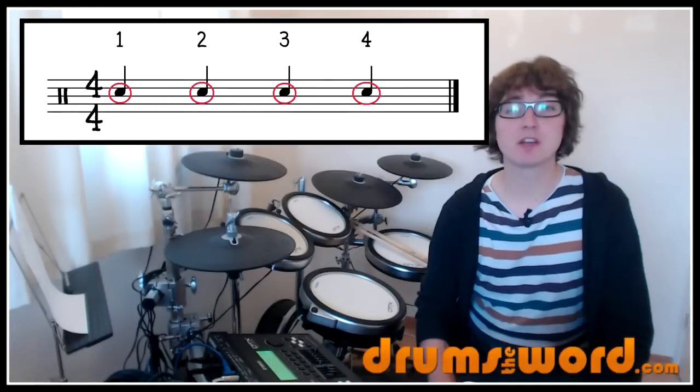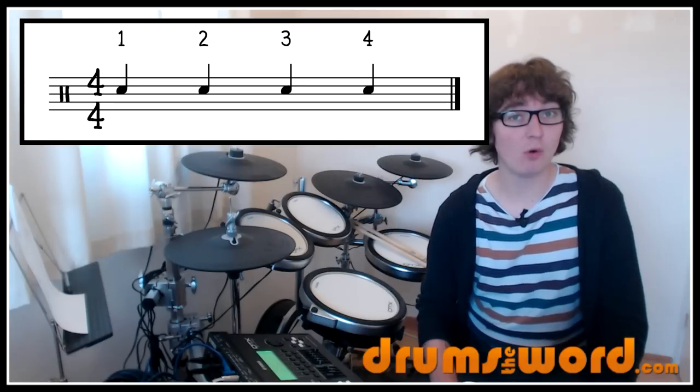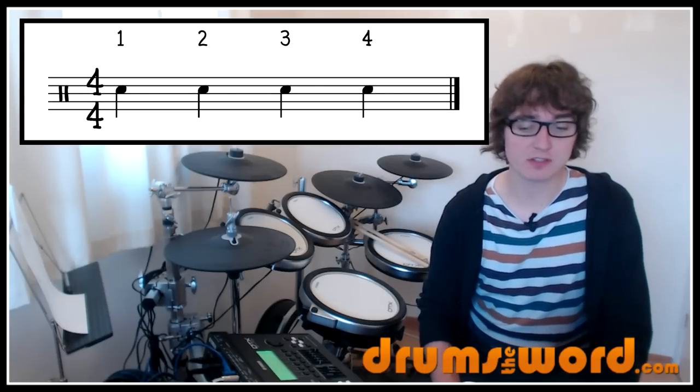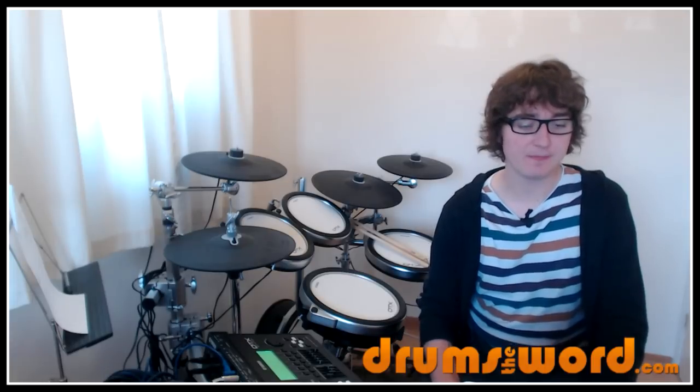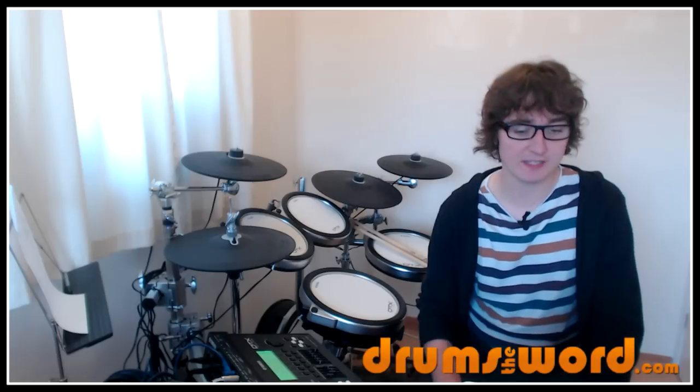This part of the note is called the note head, and this part of the note is called the stem. The stem of the note can point up or down and makes no difference to the way the note is counted or played. It's simply a choice made by the writer depending on what's easier to read or write.